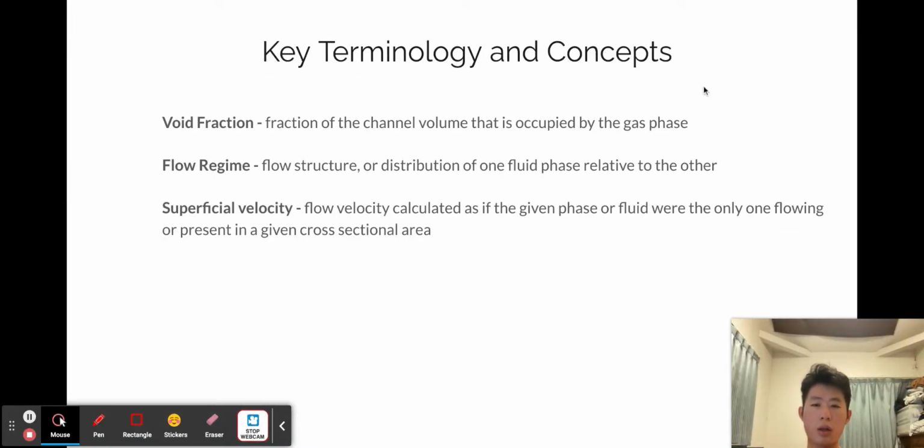So, some key terminology to know is first of all, void fraction. Void fraction is basically the amount of channel volume that's occupied by the gas phase. The flow regime is basically the flow structure of two-phase flow, and superficial velocity is just the velocity of a specific phase or fluid given a cross-sectional area.